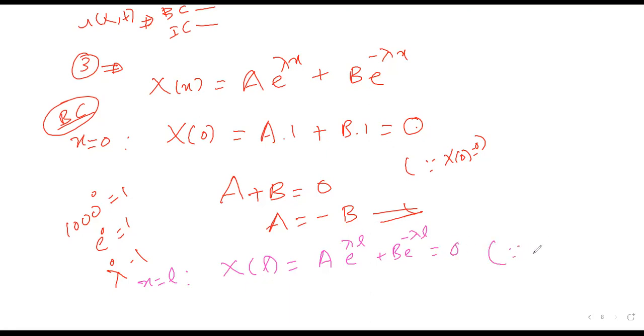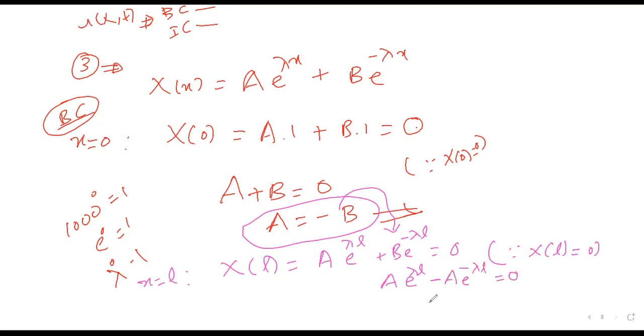Go back and see: x of L is equal to 0. Now what I'm going to do is use this here. For the b, I'm going to take a e to the power lambda L, and for the b I'm going to use minus a. So b is equal to minus a now. Taking minus this side, minus a e to the power minus lambda L is equal to 0. This means if I take the a common, I have a e to the power lambda L minus e to the power minus lambda L, which is equal to 0.